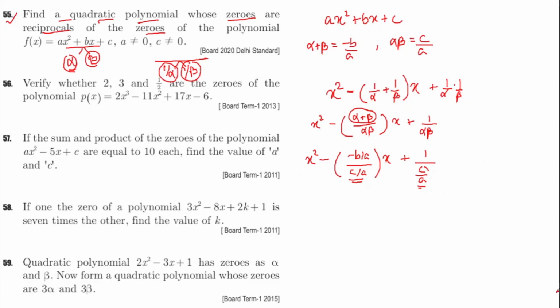So this is one way where you can solve this question. We have already discussed one method and you will have your answer like this: cx square plus bx plus a. Okay, this is the new polynomial.